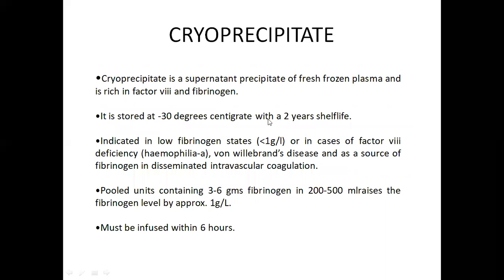Then is cryoprecipitate, which is a supernatant precipitate of FFP and is rich in factor VIII and fibrinogen. This is stored at -30 degrees centigrade with a 2 years of shelf life. It is indicated in low fibrinogen state or in cases of factor VIII deficiency, that is hemophilia A, von Willebrand disease. Pooled unit contains 3 to 6 grams fibrinogen in 200 to 500 ml. It raises the fibrinogen level by approx 1 gram per liter. It must be infused within 6 hours.